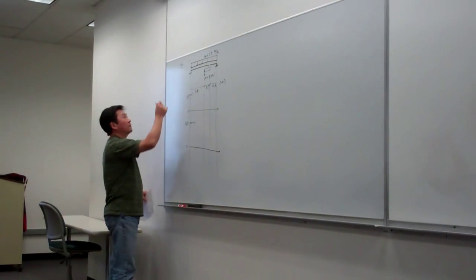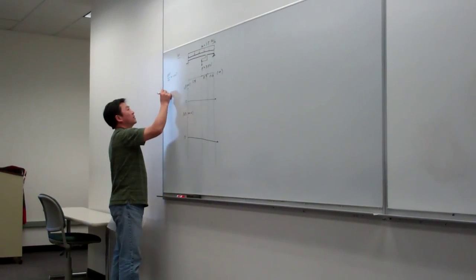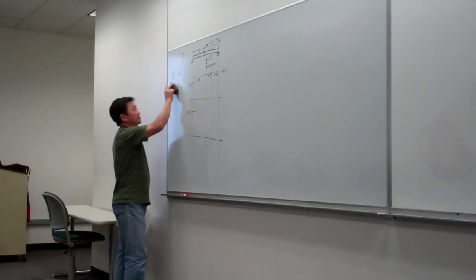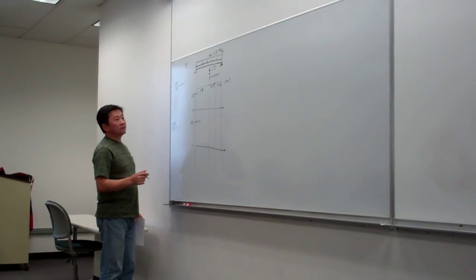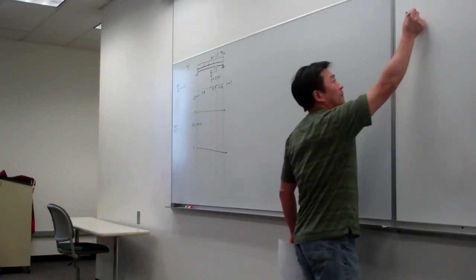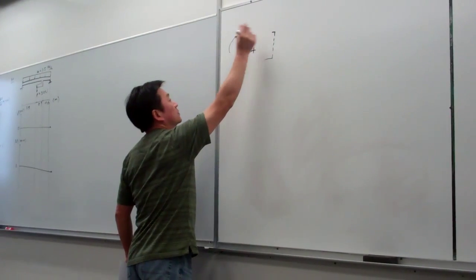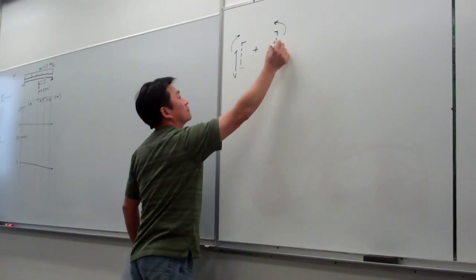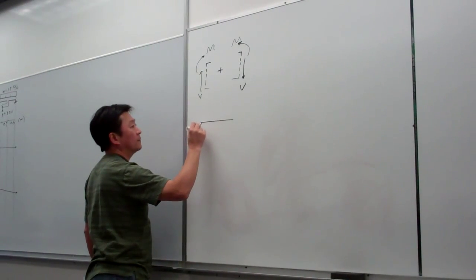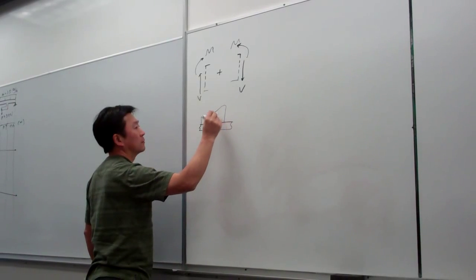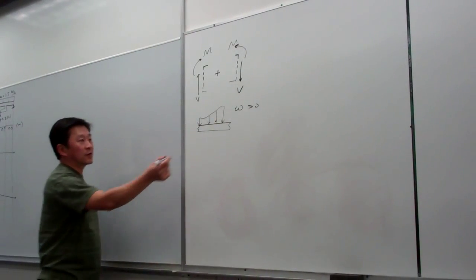So now we have the formulas: dV/dx equals minus omega, and dM/dx equals V. And the sign conventions we have are here. This is positive, and that's the sections. And also for omega, this is the beam. The downward omega for this case is positive, so that is our sign convention.